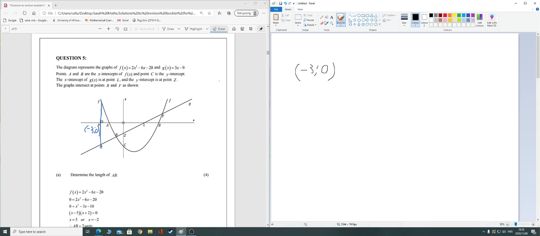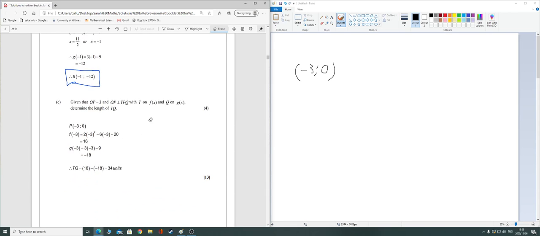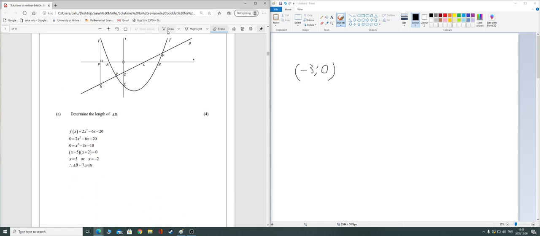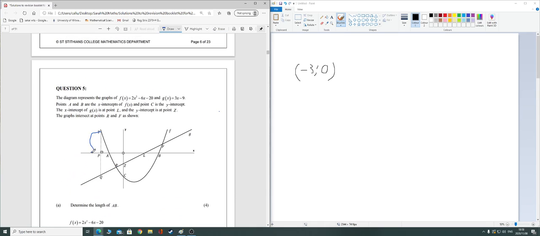Right. So what do we need to figure out? We need to figure out the length of TQ. So we need to figure out this. And what can we see? We can see that T is a point on f of x and Q is a point on g of x. So all we need to find is the y value of T minus the y value of Q. That's all we need to find. So this is also a very nice and easy question.